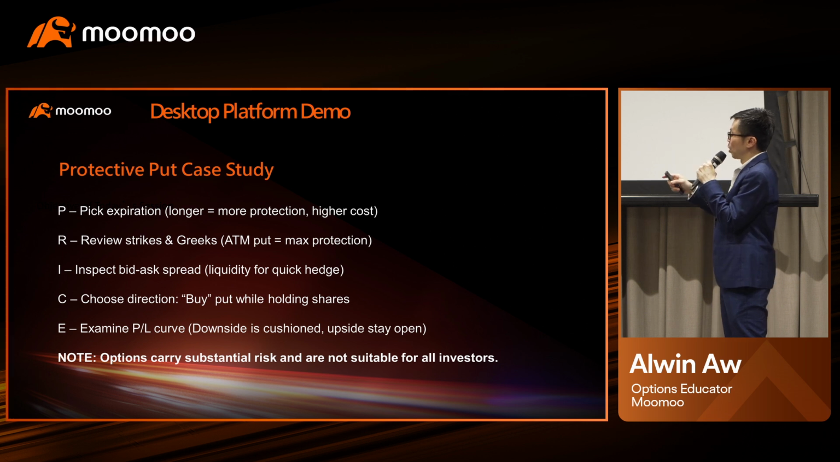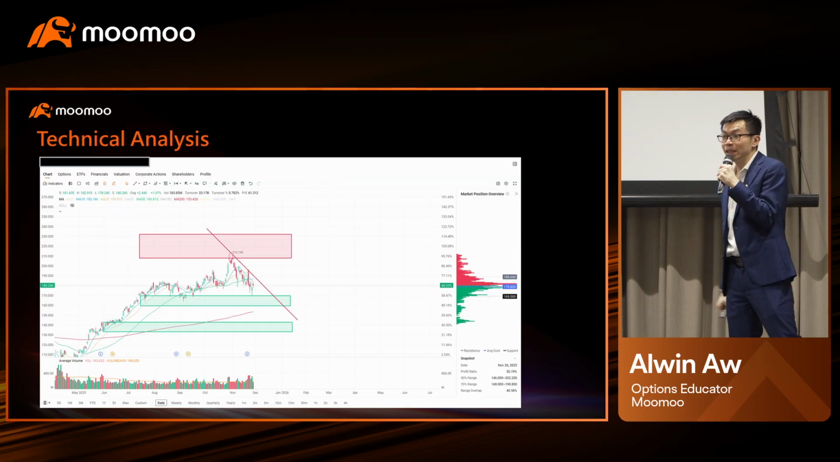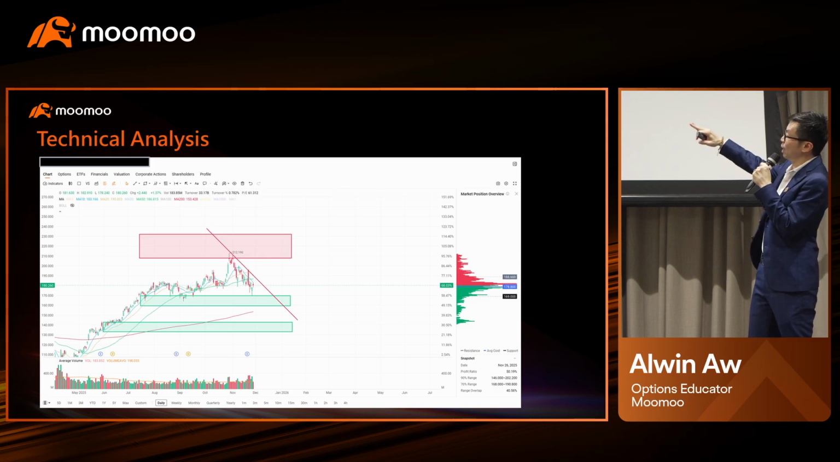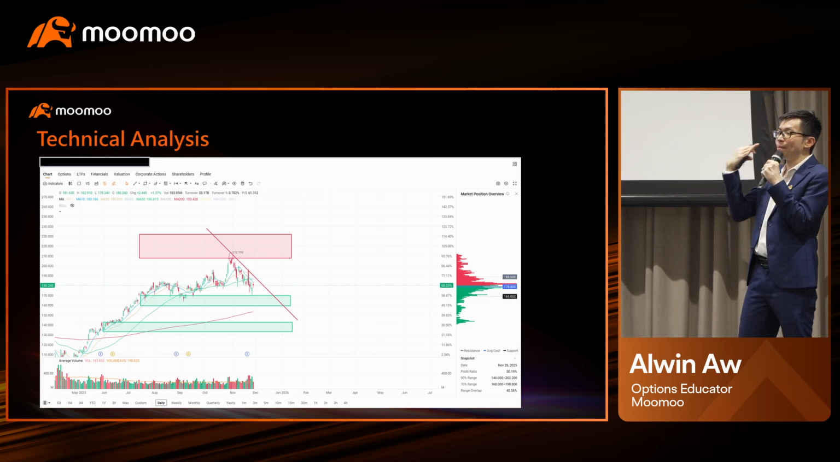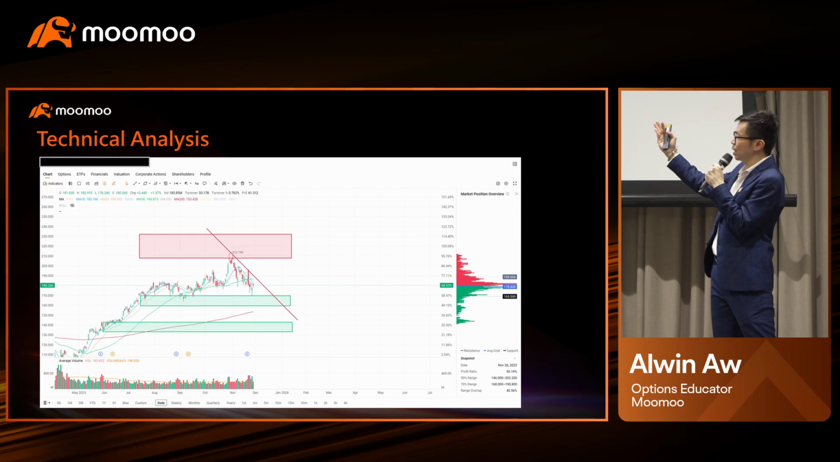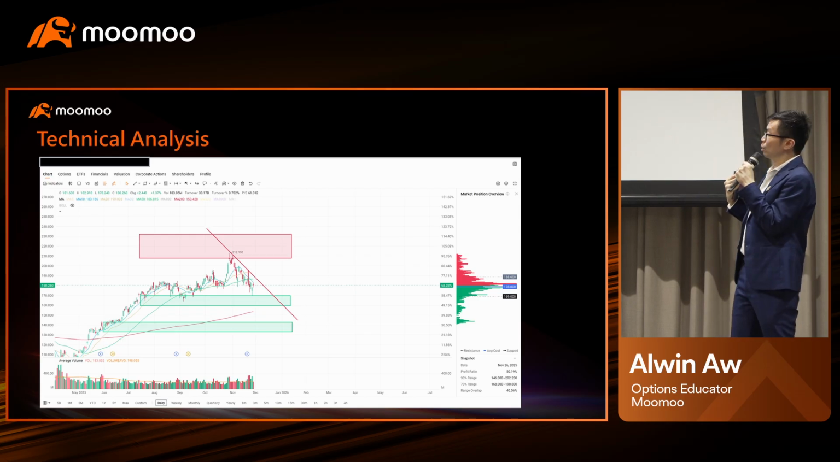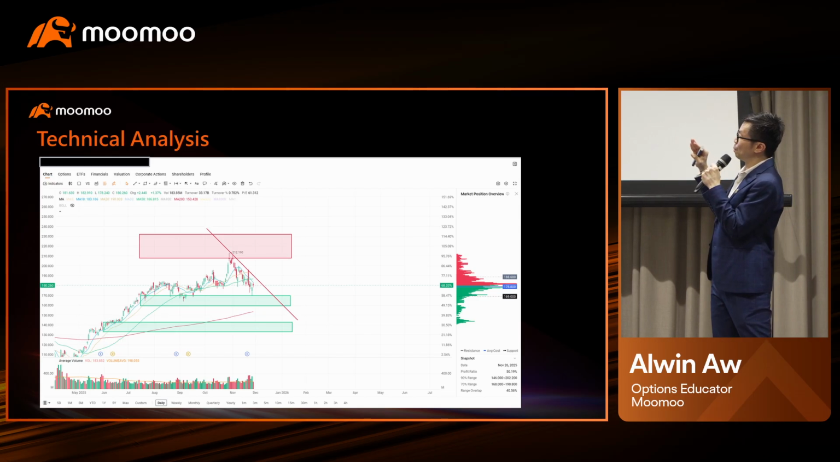So that's what you have to consider for the price. So this is the protective put case study. Make sure you have the price. Then we can look at an example. The example I'm showing here is that you can buy a put when you see it's touching the support, and you have a view that it's going to break the first support and go to the next support.